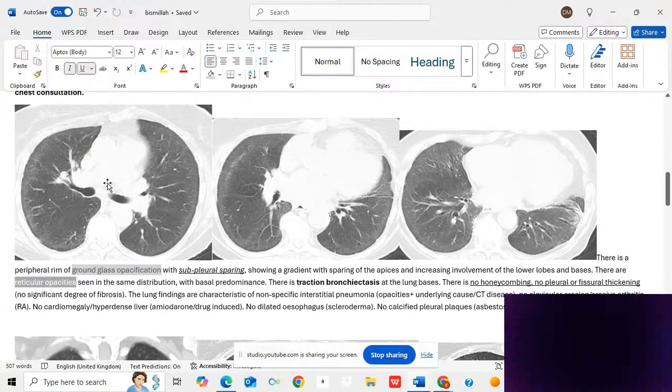So in a case with scleroderma of the lung, you need to look for four important findings. The first one, evidence of ground glass opacification. Here is the evidence of ground glass opacification.